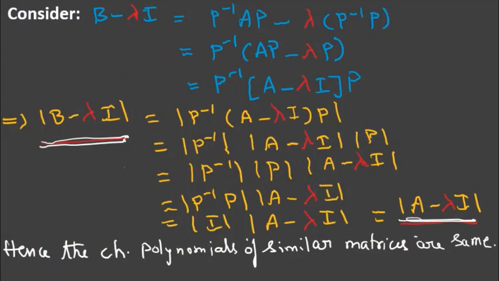For this, let us consider B - λI. Now, what do you have for B? B is nothing but P inverse A P, and in place of I, I have written P inverse P. The reason is that P inverse P is equal to I.